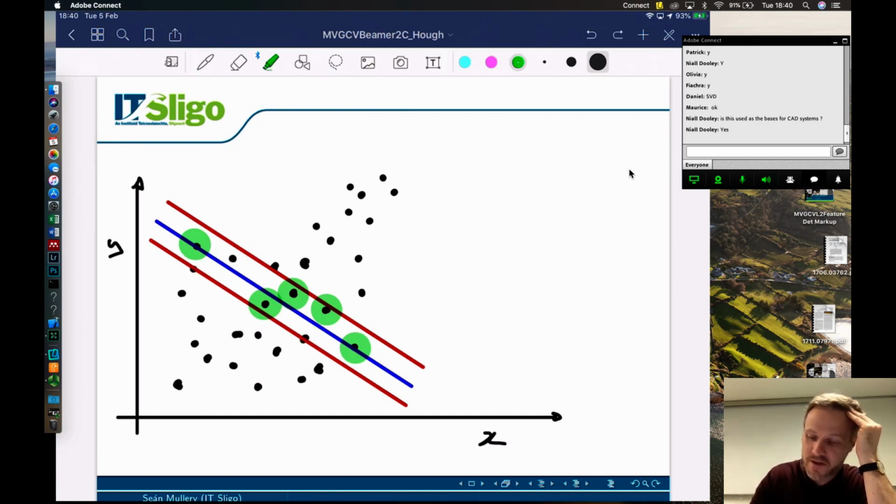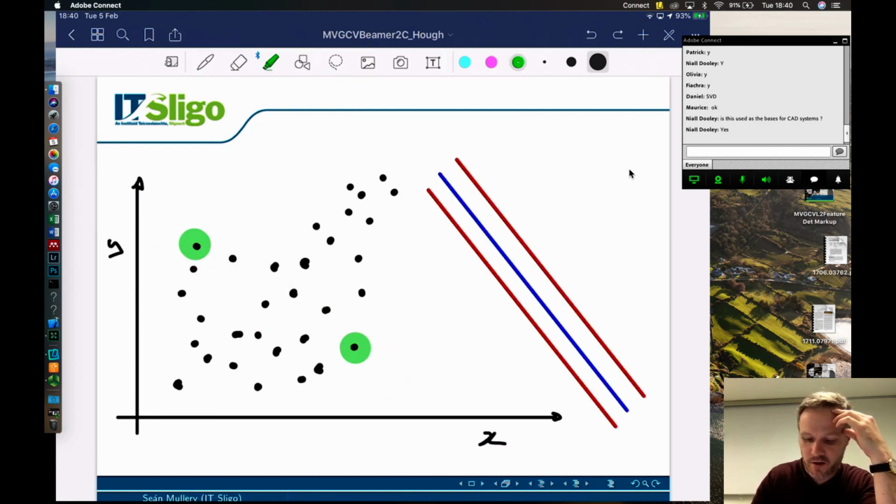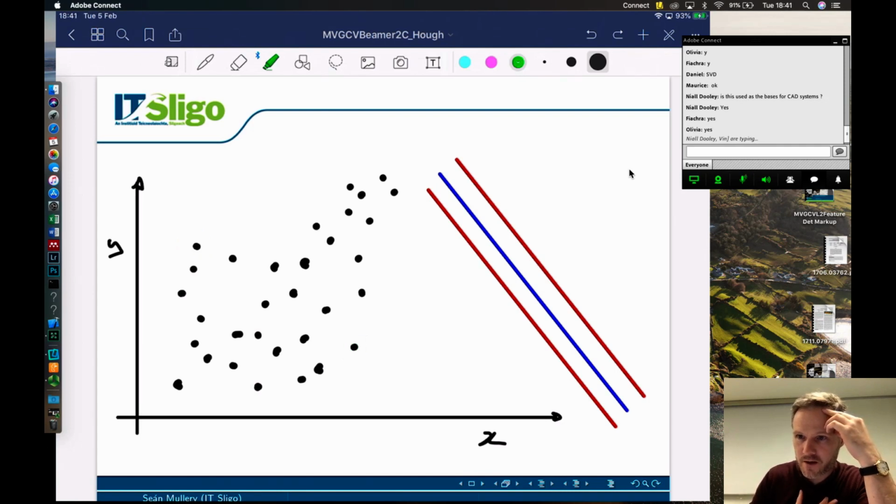Has everyone followed the general concept there? Because I think at first when you just see it written, it's not great, but at least if you can see it kind of diagrammatically, you've followed it there, okay?